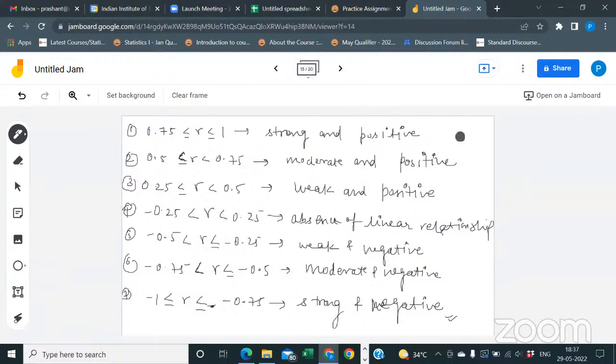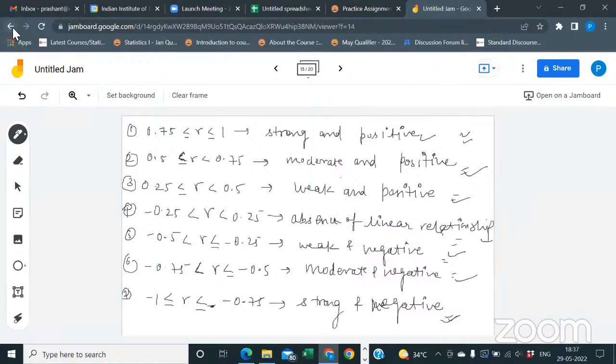Okay, so for correlation, these are the criteria you can use to interpret when the relation will be strong and positive, moderate and positive, weak and positive, absence of linear relation, weak and negative, moderate and negative, strong and negative. So you can take a screenshot of this.